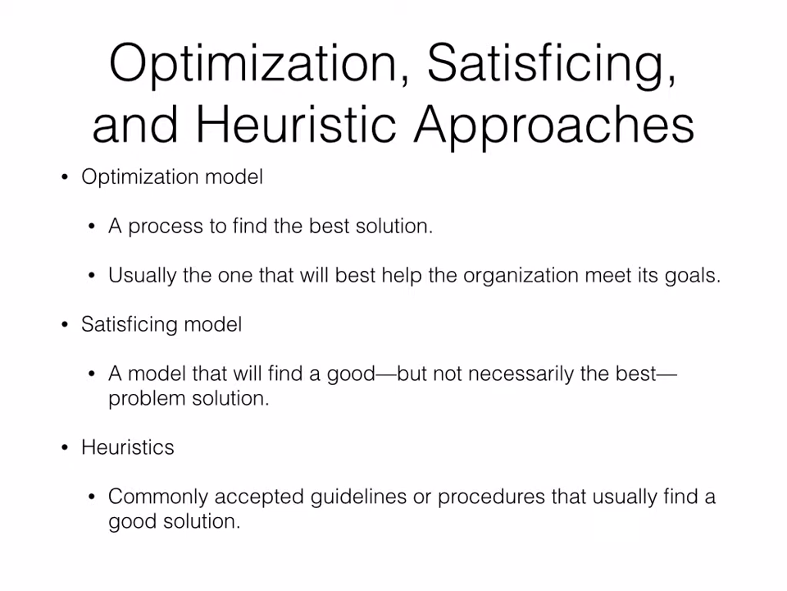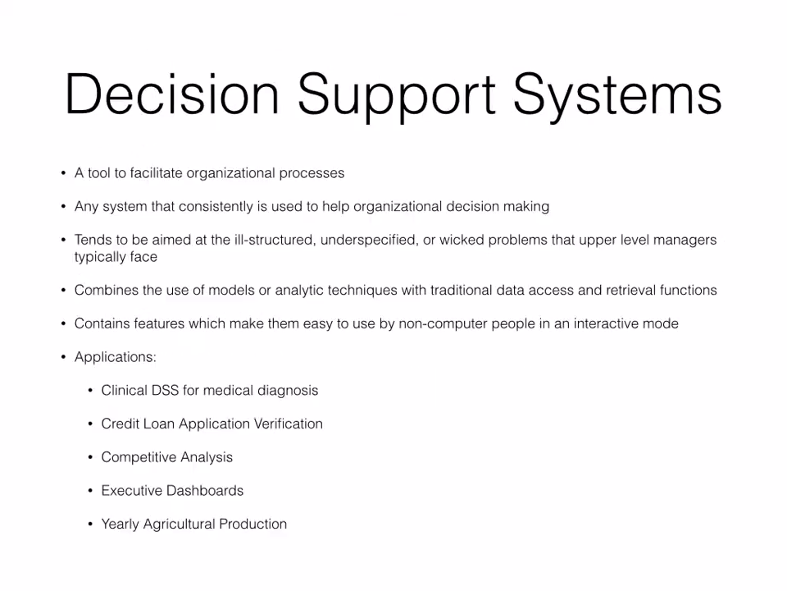good solution. So now that we've talked about these different types of programmed and non-programmed decisions and decision support in general, let's look at different types of decision support systems. It's basically a tool, the technology, to facilitate organizational processes. Any system that is consistently used to help organizational decision making can be considered a decision support system.